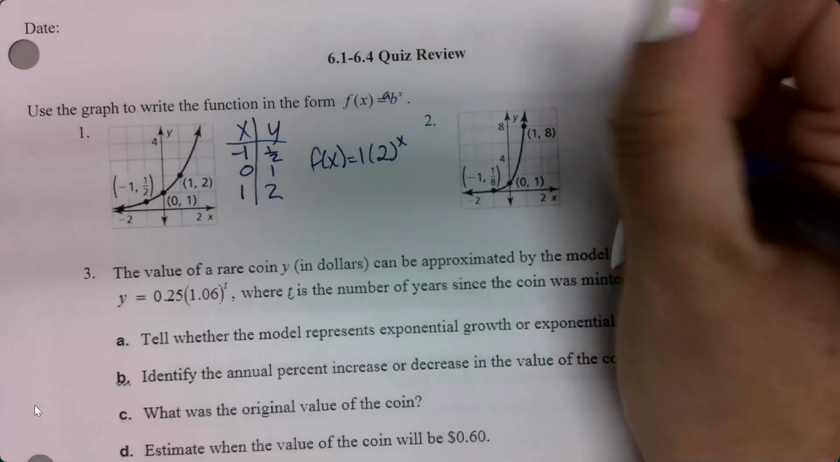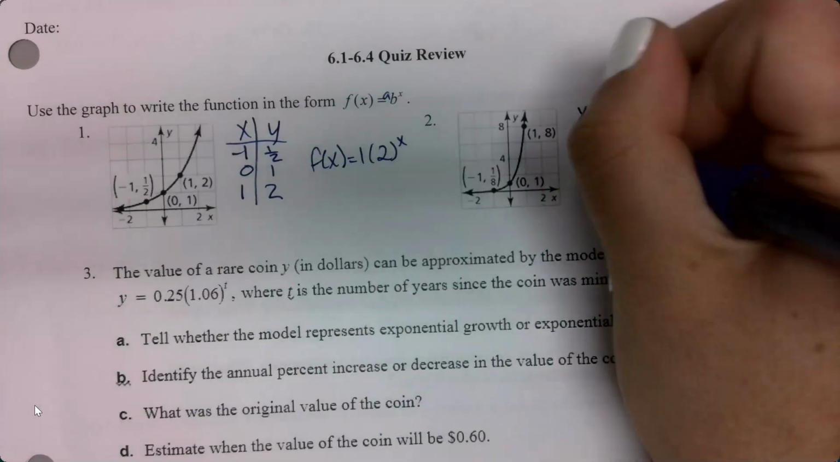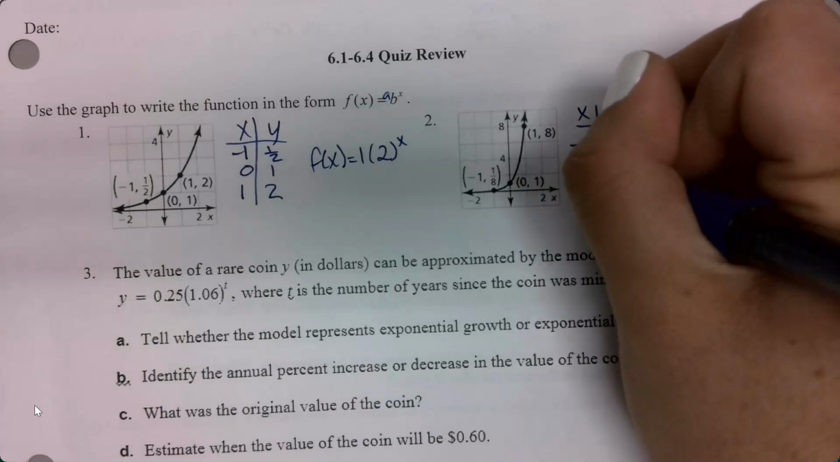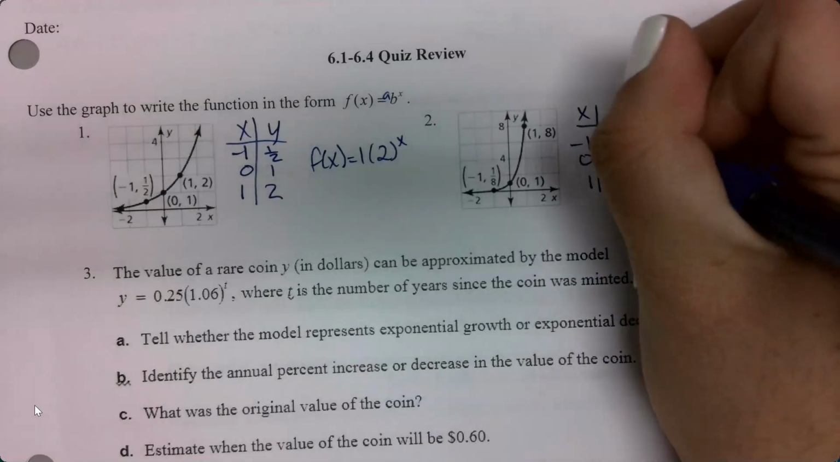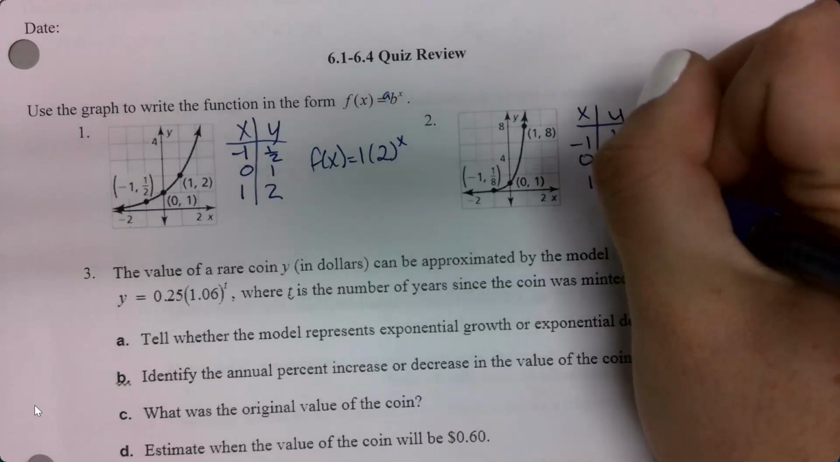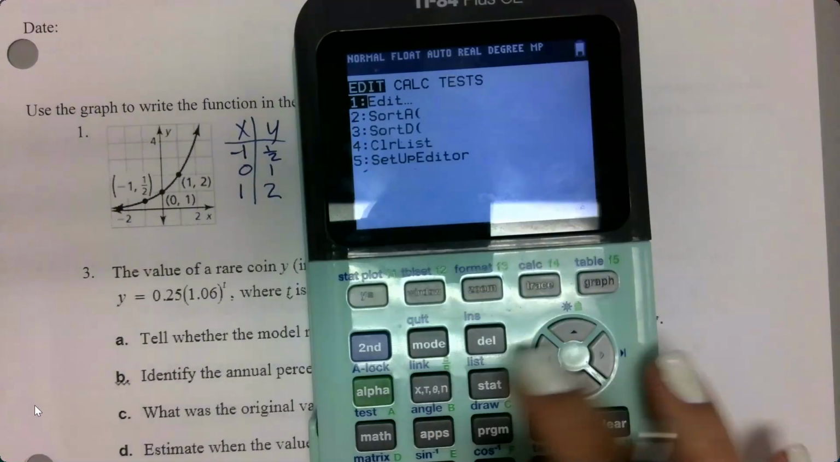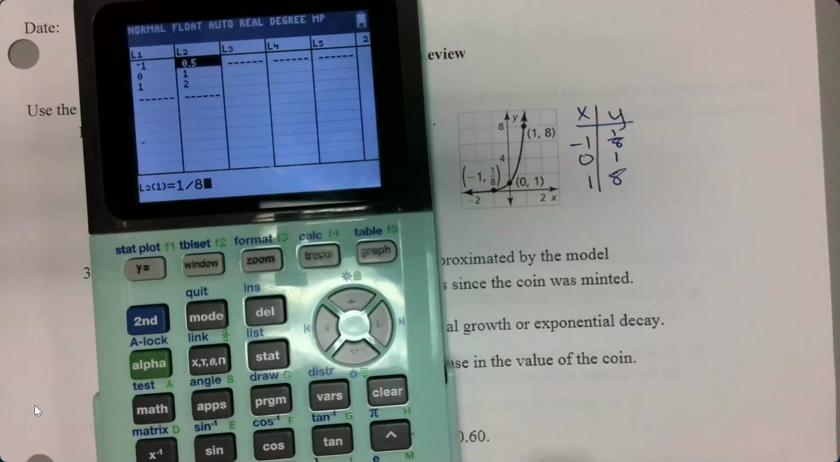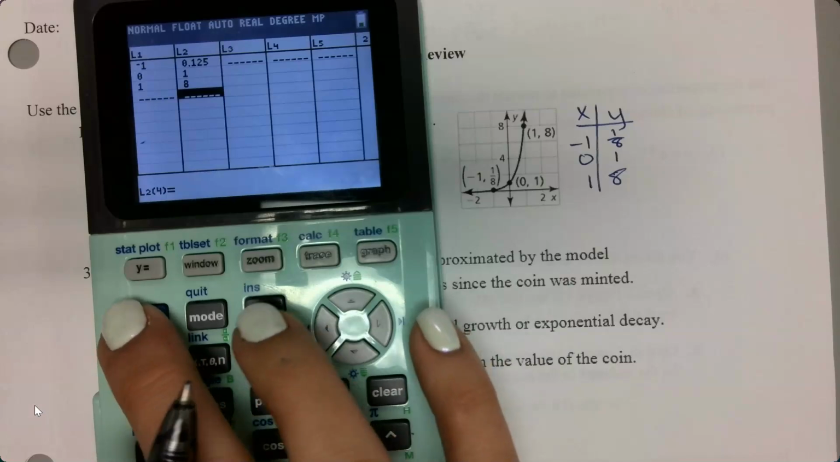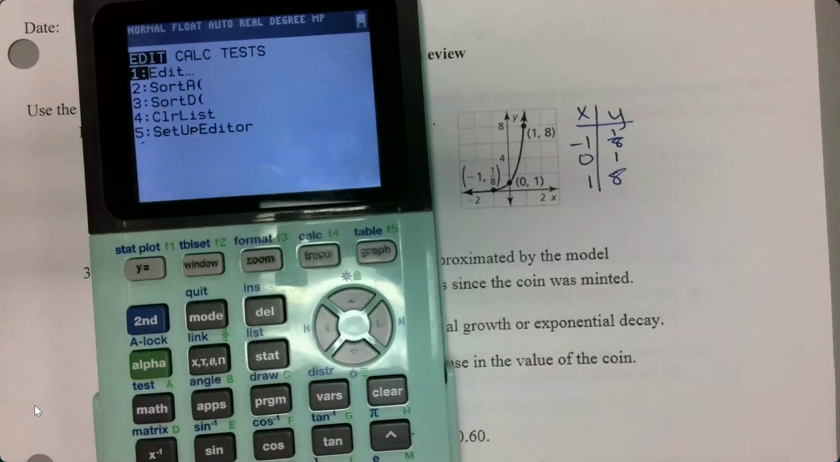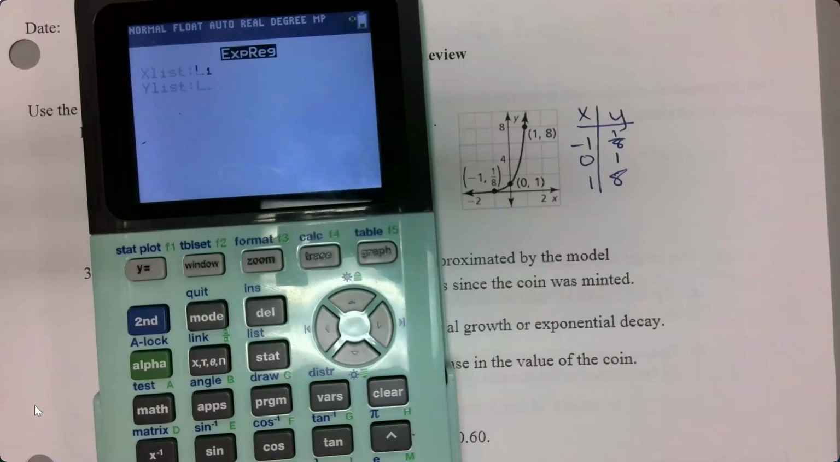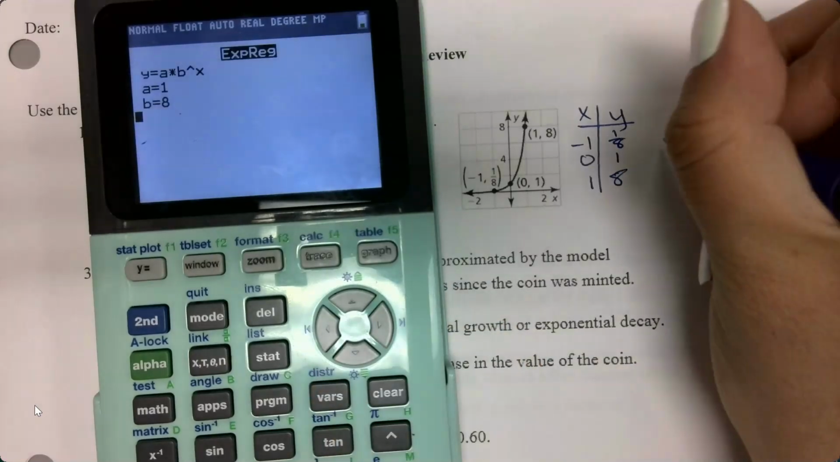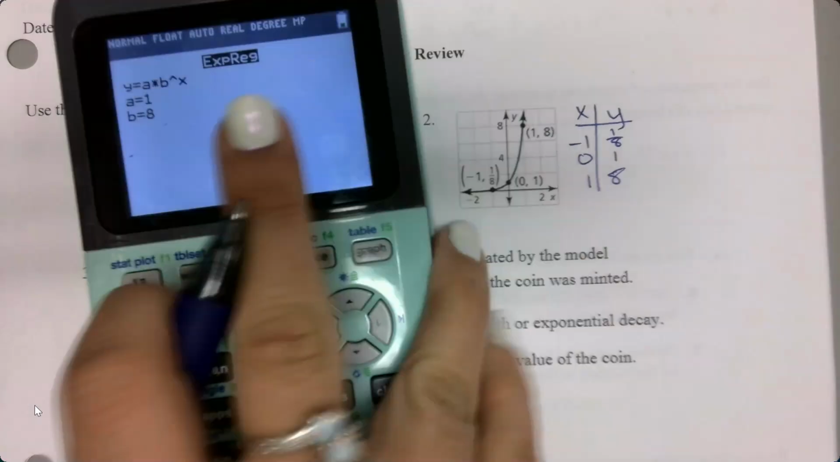Same thing for the next one. I want to plug it into a table of values. So I have -1, 0, 1. And then that's 1/8, 1, 8. If I go edit my list, my x values are the same. I go second mode to go back home, stat, calc, choice 0, all the way down to calculate. So this one gives me, what's this, f of x?